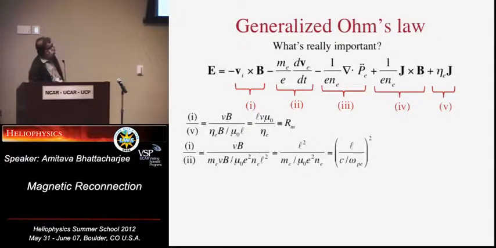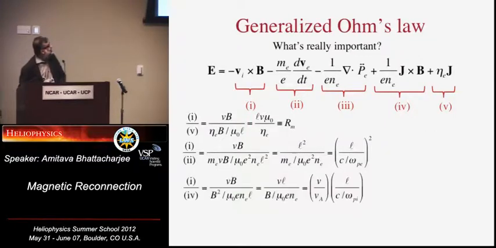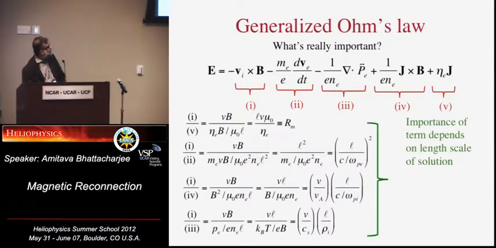If you take 1 over 2 and take the ratio, you will find that that's L over c over omega_pe, squared. c over omega_pe is the electron skin depth. If you take the ratio of 1 over 4, you will find that it scales as L over c over omega_pi, the ion skin depth. So this is term 4, the so-called Hall current term. And 1 over 3 is V over C_s times L over rho_i. This is roughly how the pressure term scales.